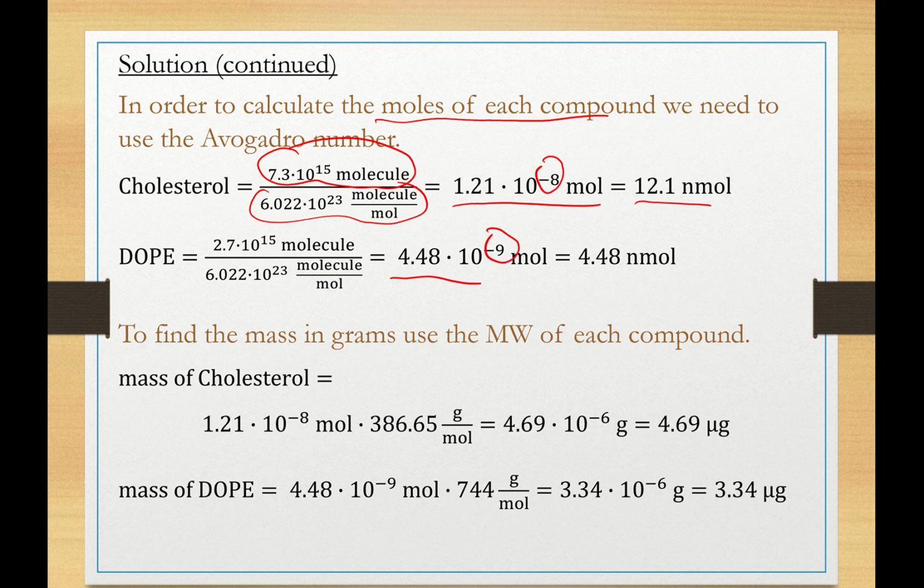To find the mass in grams, we need to use the molecular weight of each compound. So here we have used the Avogadro number. And now to calculate the mass of cholesterol, we need to multiply the number of moles times the molecular weight. And we end up with 4.69 micrograms of cholesterol and 3.34 micrograms of DOP. So when I mix these two components in these amounts, I get an ideal interaction in the mixed lipid layer.